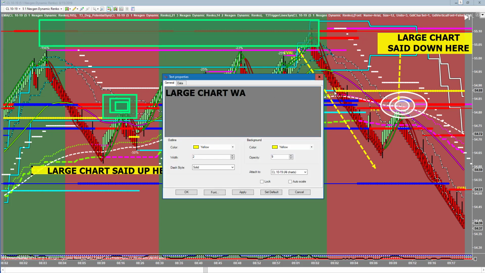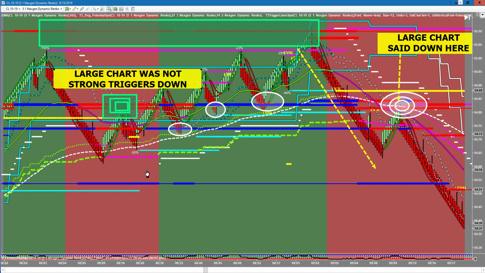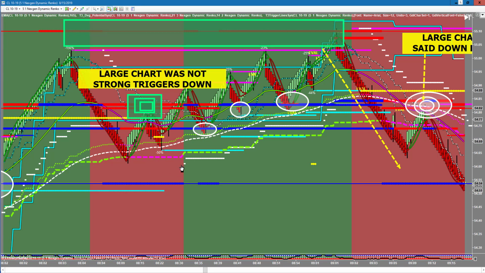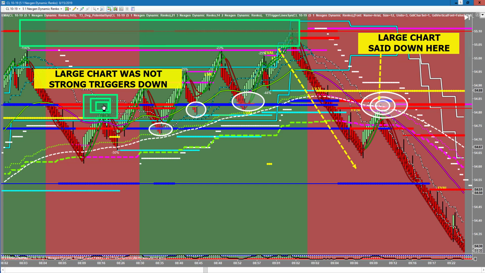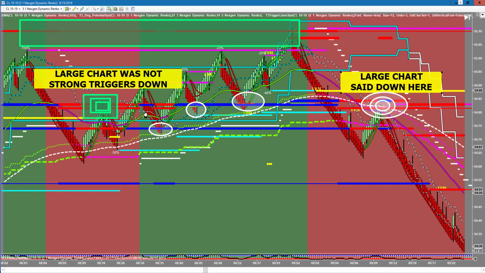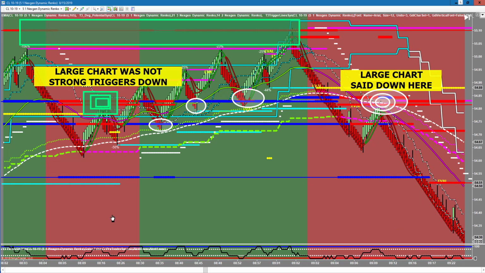was not strong triggers down. So all I'm saying about this spot right here is this trend trade in the box, as far as the fibs and the little triggers and everything else, looks identical to the one over here in these 3 circles. It's literally the same fibs, the same triggers, the same look, the same fib to fib oscillator at 75. They're identical.